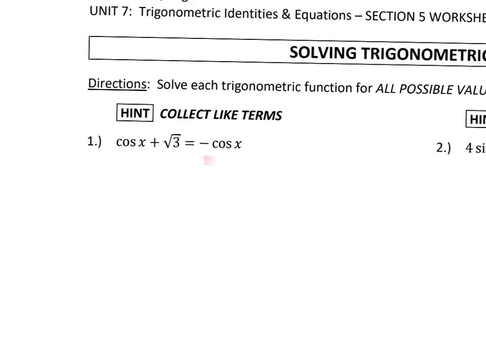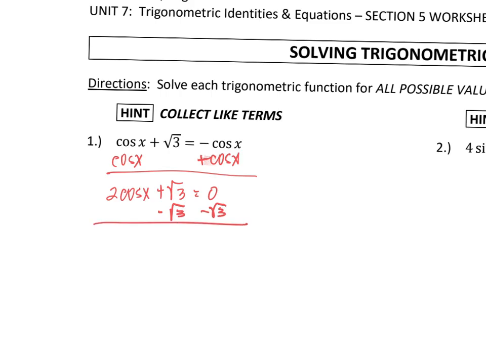So I'm going to add cosine to both sides. And then on the left, I have 2 cosine x plus root 3 and then 0 on the right. To start isolating x, I'm going to subtract root 3 from both sides. I get 2 cosine x equals negative root 3. Then I can divide by 2, and cosine x equals negative root 3 over 2.